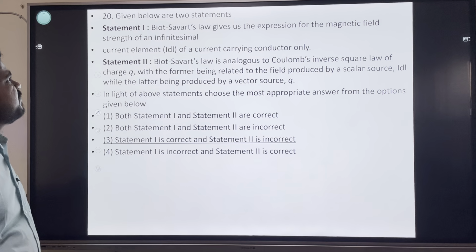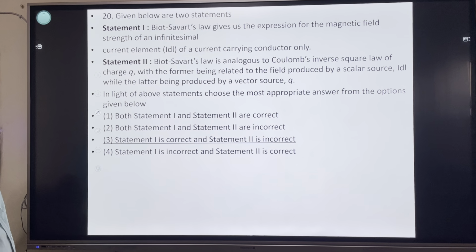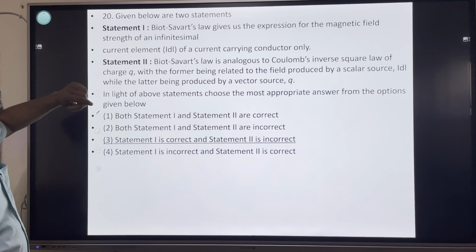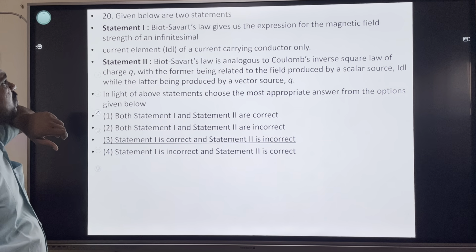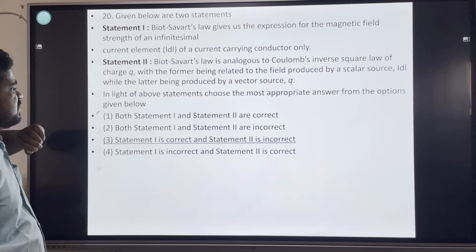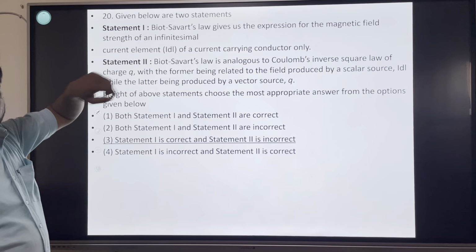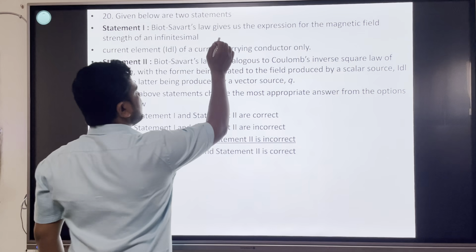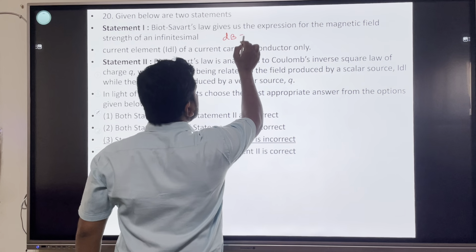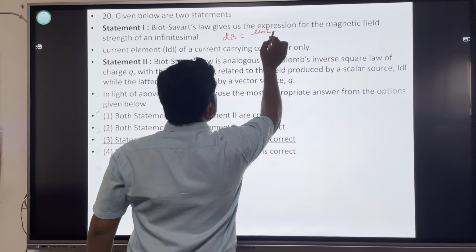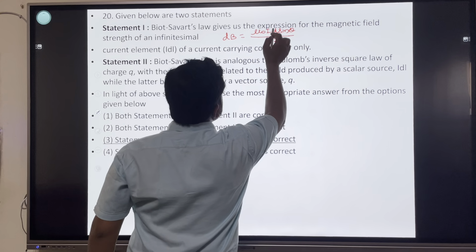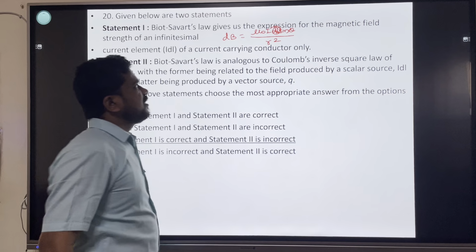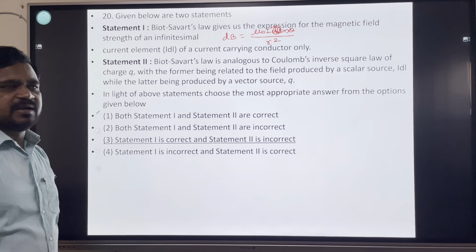Given below are two statements. Biot-Savart's law gives us expression for the magnetic field strength of an infinitesimal current element Idl of a current carrying conductor only. Okay, first one is Biot-Savart's law. Biot-Savart's law gives the magnetic field dB is equals to mu 0 into I dl sin theta divided by r square. It is for very small, infinitely small current carrying conductor, magnetic field is given.